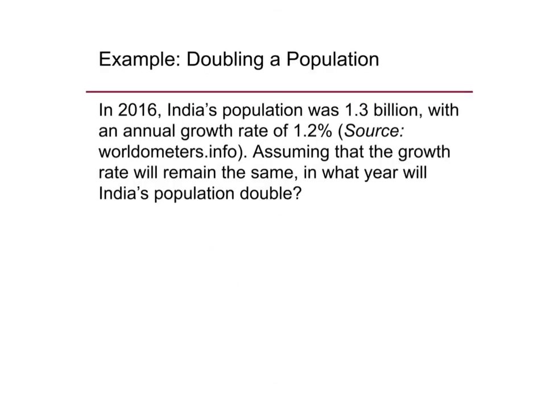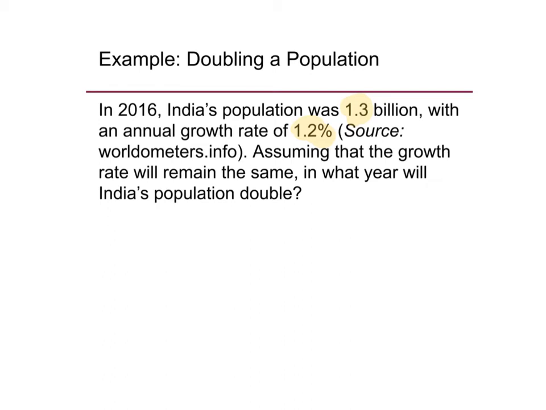Now let's go through our last example for this section, where we're talking about the doubling time for a population. We'll start out in 2016. India's population was 1.3 billion. Their growth rate, 1.2%. And we want to know, assuming that the growth rate stays the same, what year will their population double? Let me write the formula first that we need.